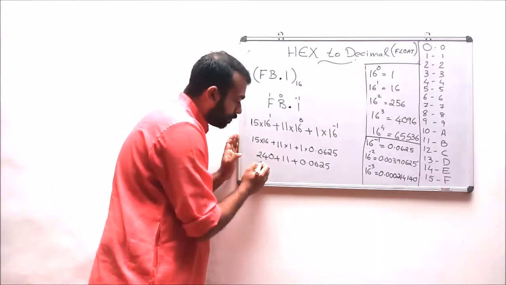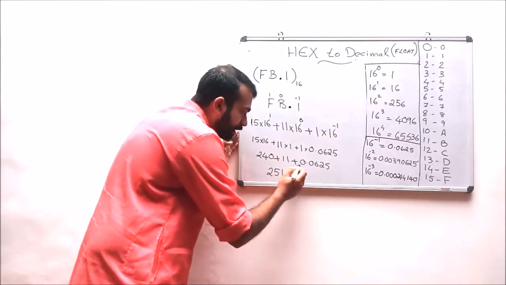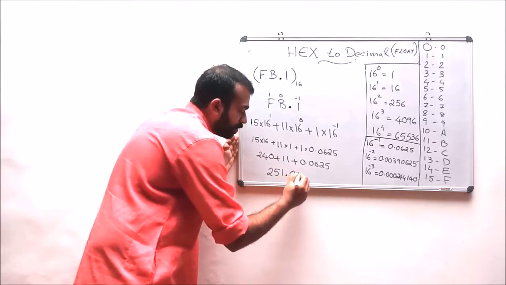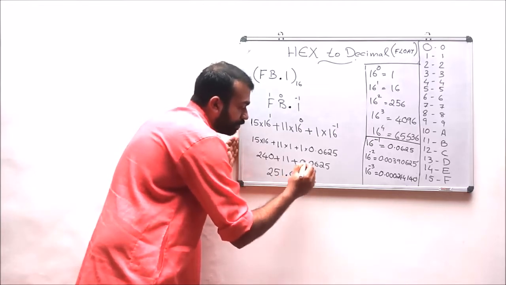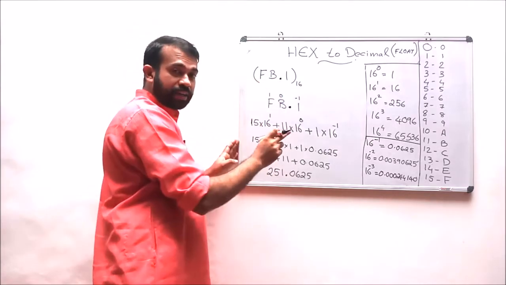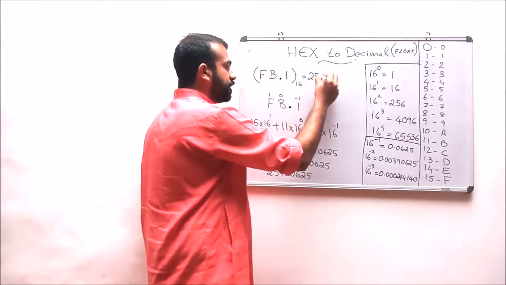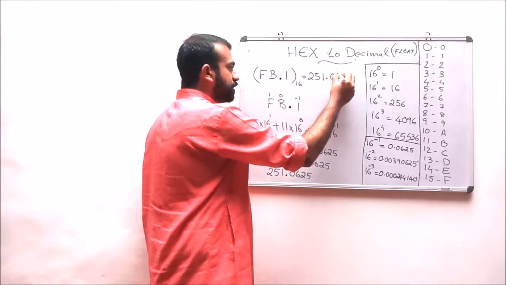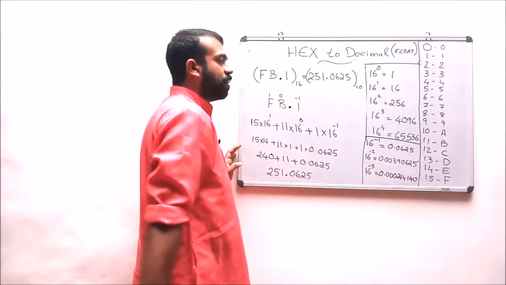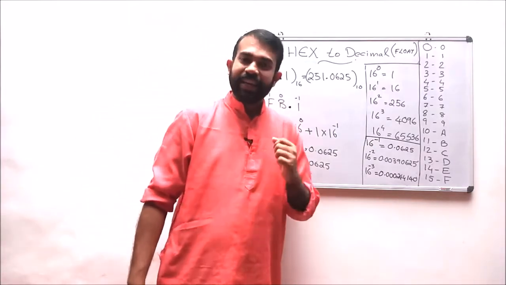That is 15 into 16, which is equivalent to 240, plus 11, plus 0.0625. When 240 is added with 11, that will result in 251, plus 0.0625 will result in 251.0625. That is, the hexadecimal number FB.1 is equivalent to the decimal number 251.0625 to the base 10. So this is how we are converting a fractional hexadecimal number into its decimal equivalent.